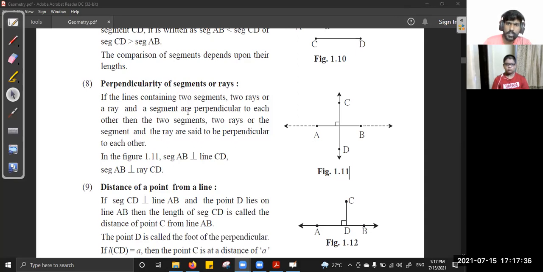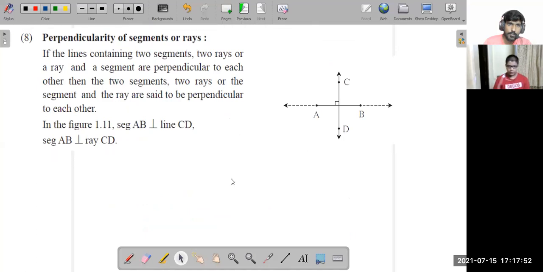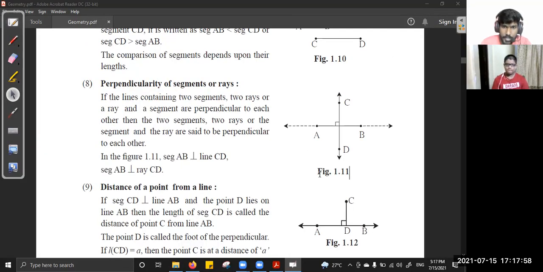Okay, can you see the screen? Can you see the screen? No, sir. I can only see the textbook. Now, can you? Yes, sir. Okay. Now I can see.